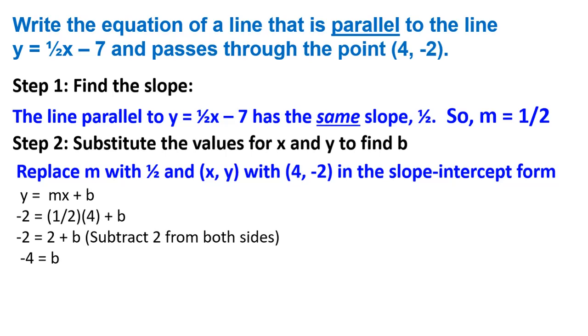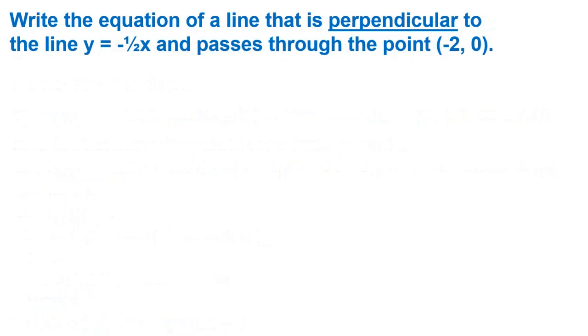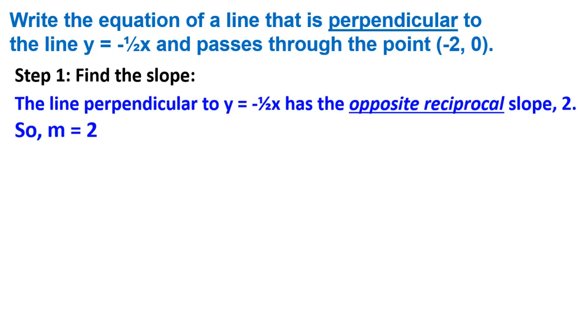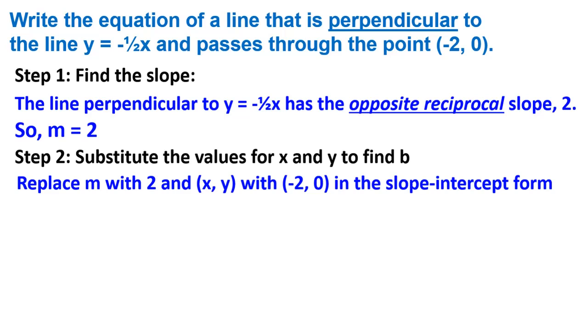So let's try a perpendicular one. My equation is perpendicular to negative 1/2 x. So that means my slope is going to be 2. And I've got a point, and so if I substitute it in to y equals mx plus b, along with the slope, I've got a new y-intercept of 4, and my equation is going to be y equals 2x plus 4.